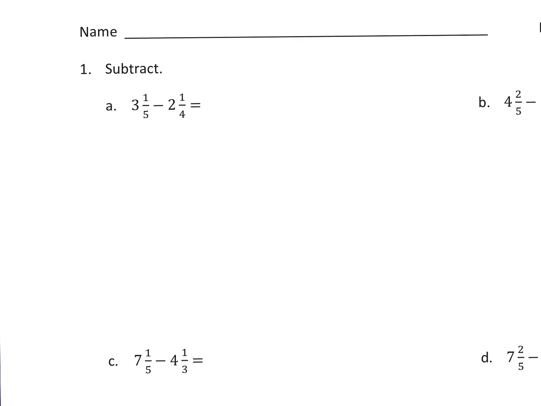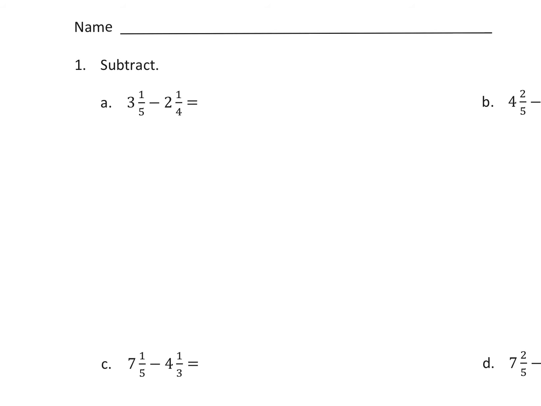So we see here it just says subtract. And the first thing that we notice is that we've got two mixed numbers. Remember, a mixed number is a whole number and a partial number, a fraction. Okay? So we have 3 1/5 minus 2 1/4. And so the easiest way to do this is to change this from a mixed number into an improper fraction and then find like denominators and then solve. So this is what we're going to do.